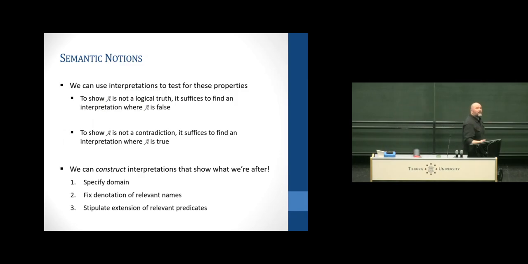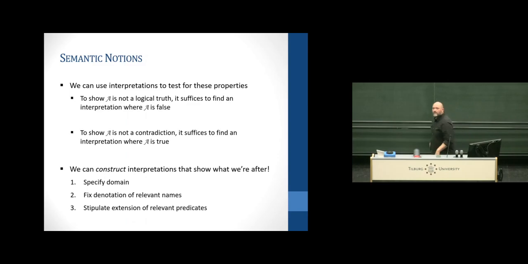Notably, what we can do is show negatives. If you have an FOL sentence, you can show that the FOL sentence is not a logical truth. And you do that by constructing an interpretation that makes it false. Basically show that it's not true in every interpretation by saying, here's one where it's false. Similarly, you can show that a sentence is not a contradiction by giving me an interpretation where it's true.